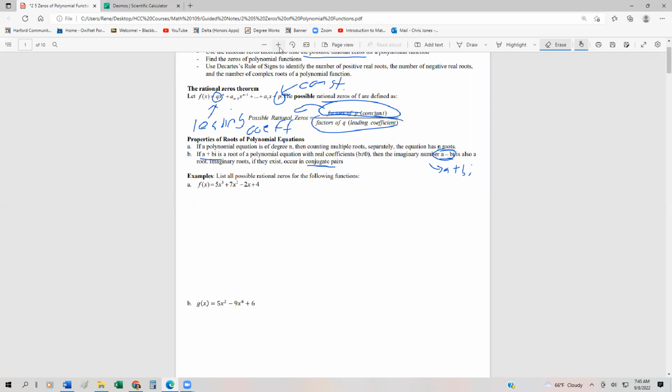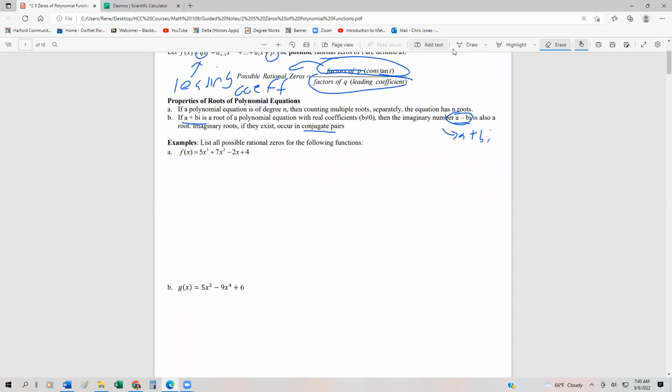And so we have these two polynomial functions. The first one we have here is going to be 5x cubed plus 7x squared minus 2x plus 4. And I know it doesn't ask for this, but the degree of this polynomial is 3, which means that there are 3 roots. Okay, so that's going to be a property of our polynomial function. And so we look at this and we identify p to be 4 and we identify q to be 5.